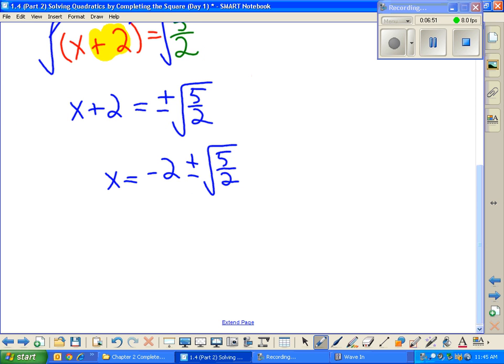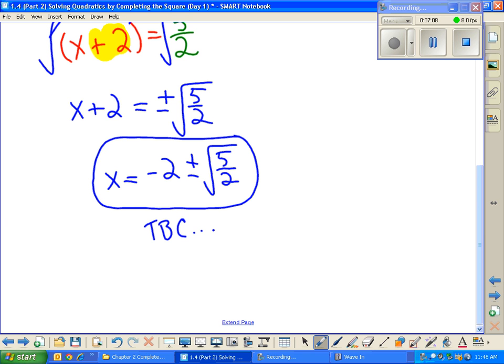The square root of 5 over 2, it's not written in the best form, but I have to teach you about rationalizing a denominator. So for the sake of this chapter, this answer is fine. You can leave it like that. But it is to be continued for sure. We're going to come back and take a look at that guy because the square root of 5 halves can be simplified a little bit. We'll talk about that in chapter 3.